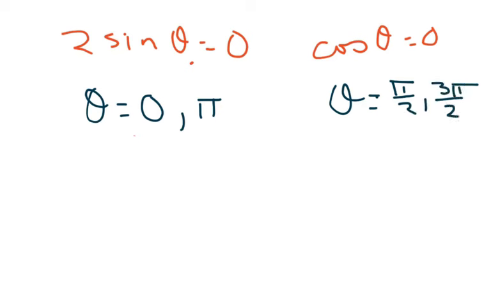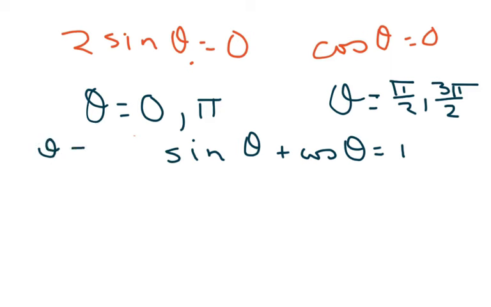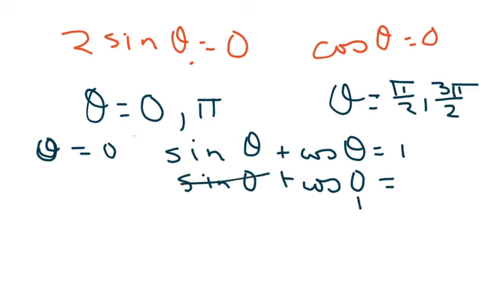Now, since we squared both sides, we have to check. So we're going to go back to the original equation and check. We have sine of theta plus cosine of theta equals 1. Let's plug in 0, where theta equals 0. Sine of 0 plus cosine of 0 equals, sine of 0 is 0, so that goes away. Cosine of 0 is 1, so we have 1 equals 1, so this works.